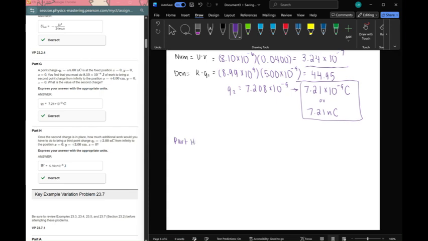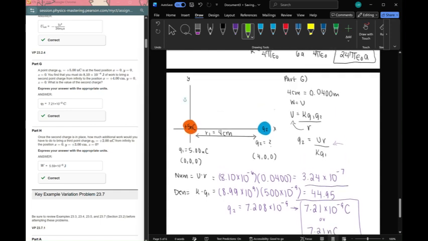Then now what we're going to do is part H, the final. So for part H, let's read the question. Once the second charge is in place, how much additional work would you have to do to bring the third point charge Q3 equals positive 2.00 nanocoulombs from infinity to the position of x equals 0, y equals 3 centimeters, positive centimeters, and z equals 0. So now that we know what Q2 is, the second charge, we're just going to write it down, which was 7.21.